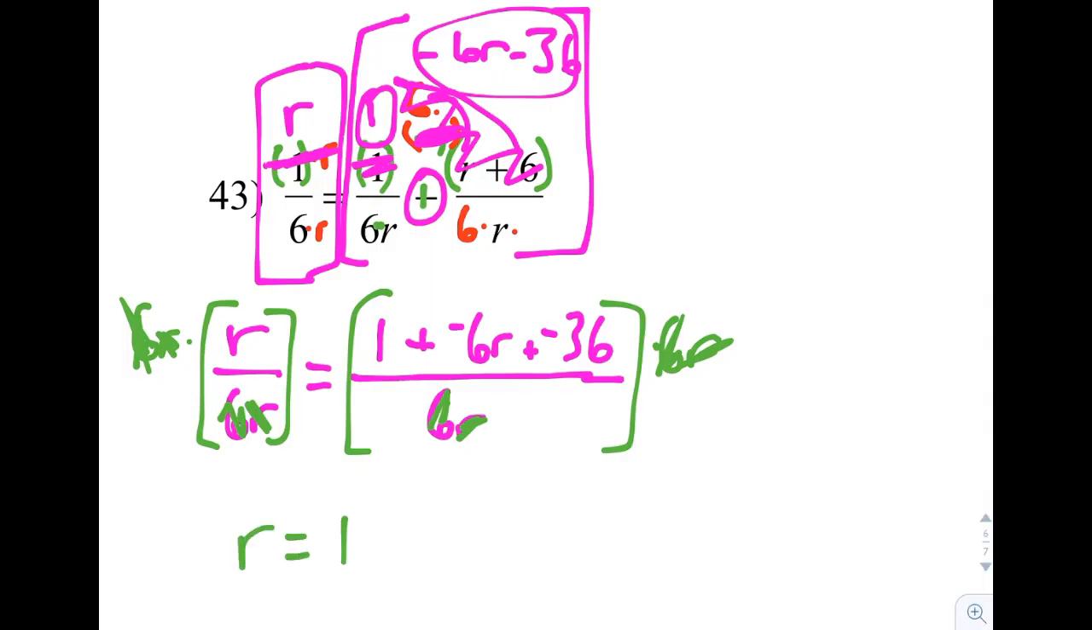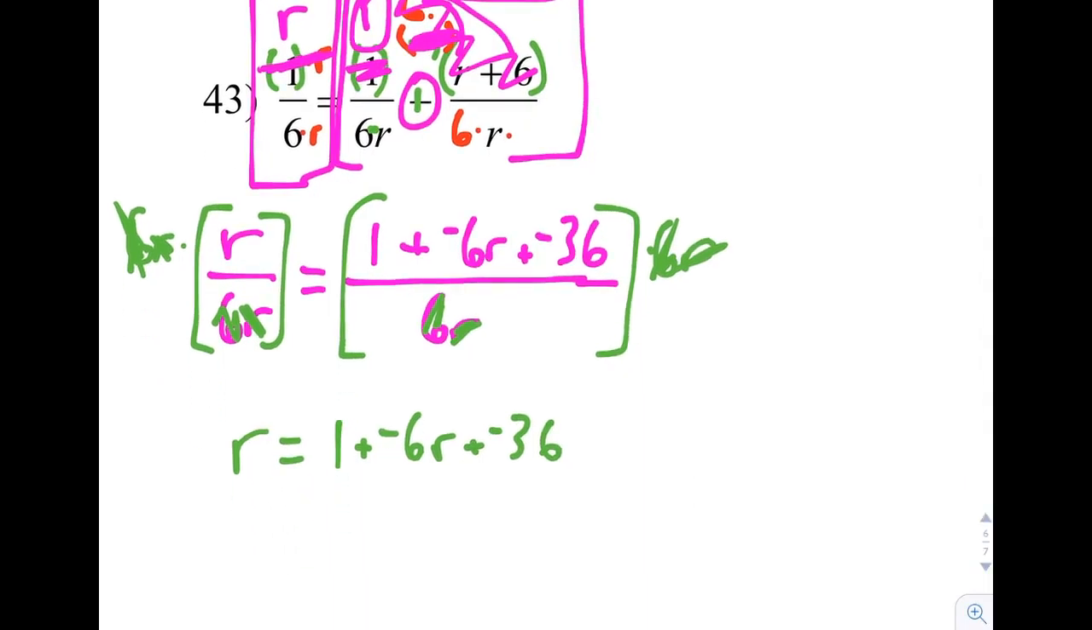R equals 1 plus -6r plus -36. I can start by combining like terms on the same side. That's always a good place to start when you're doing stuff like this. 1 and -36 make -35. So now I have all that on one side.